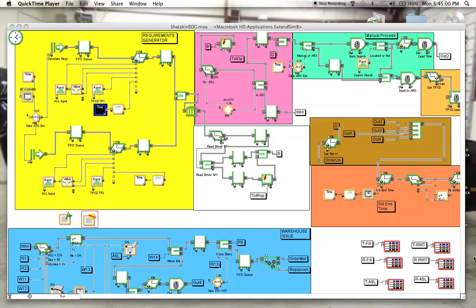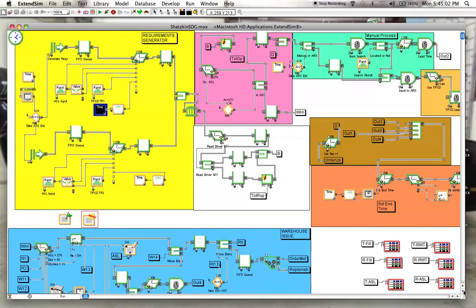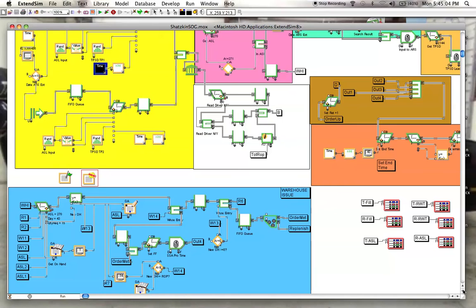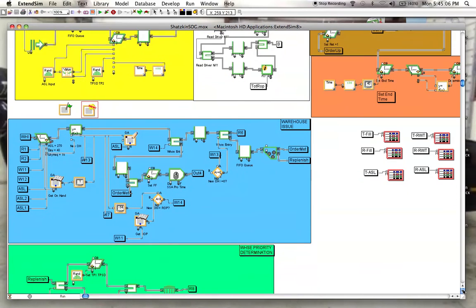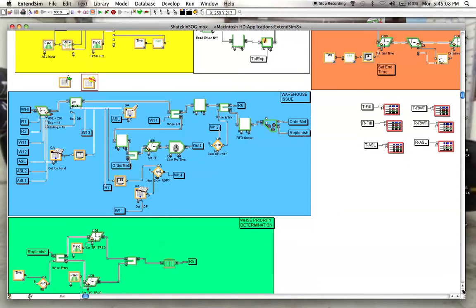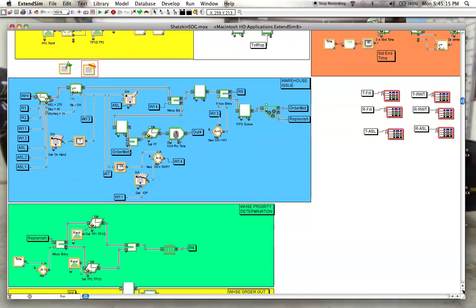In this video I'll talk about the warehouse portion of the model and how it functions. So all requisitions with an attribute of ASL less than 271 flow through the warehouse. And the first place they go is into warehouse issue.